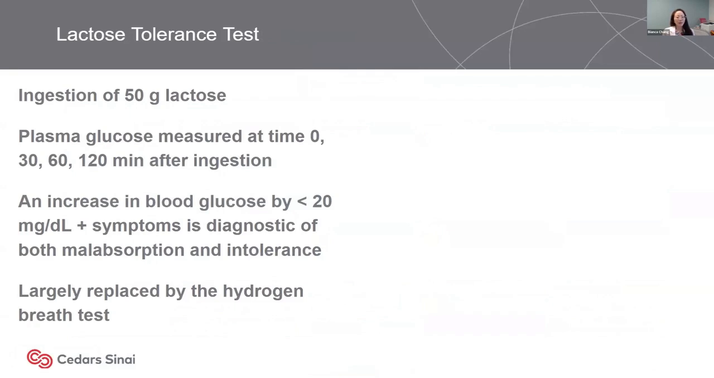Before you take in the lactose load, we measure a plasma glucose, and then afterwards we measure at 30, 60, and 120 minutes after ingestion. And what should be happening is that when you take in the lactose, if you have enough of that lactase, and again, the building blocks get broken down, you absorb them, we should see an increase in the plasma glucose, so the glucose that we can assess from your blood. If the increase in plasma glucose is less than 20 and patients have symptoms suggestive of intolerance, so the diarrhea, the bloating, gas, or abdominal pain, then that is diagnostic.